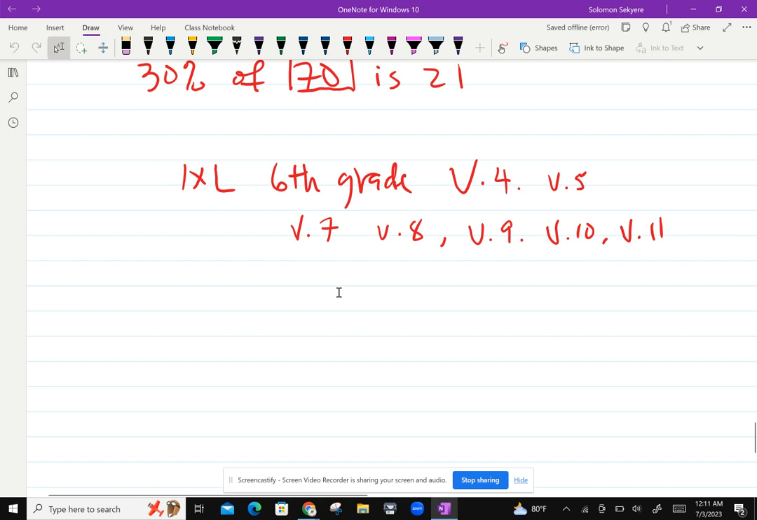Pause it, rewind it, redo the exercise, make sure you get the same number, and then log in to Excel and do this exercise.